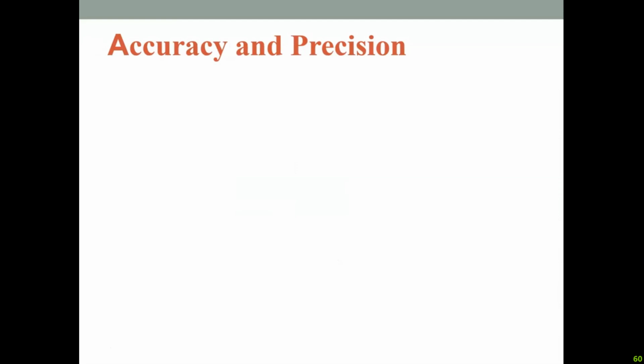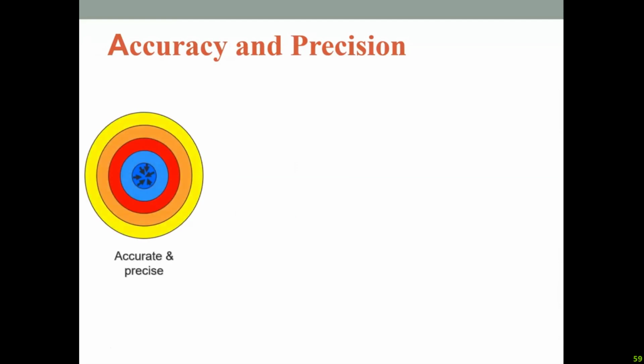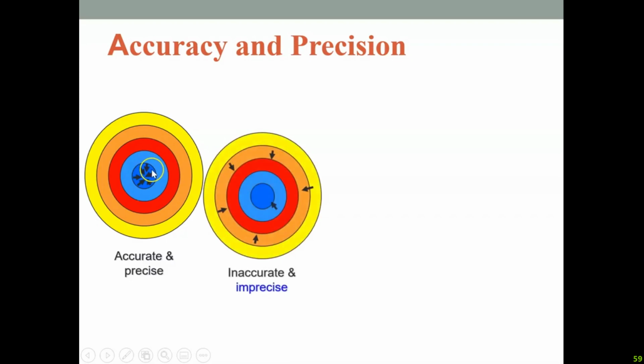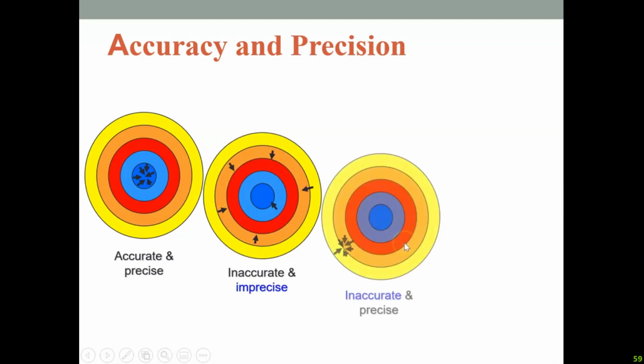Accuracy and precision are two terms that people often find quite difficult to differentiate between. In this diagram, you'll see that we are very accurate and very precise. Accuracy means that we hit the bullseye. Preciseness means that all of our targets are close together. In this one, we are inaccurate, we didn't hit the bullseye, and we are also imprecise because our results are scattered all around the target.